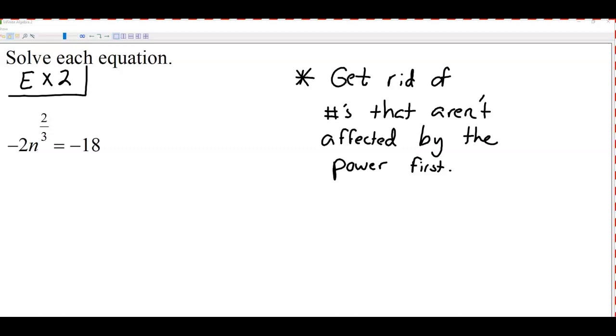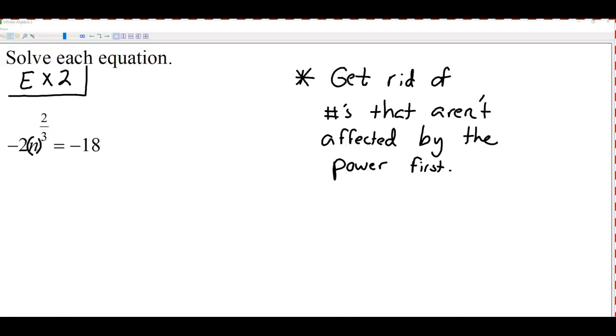what has the power on it here? The n does, right? Just the n. Only the n is being affected by the power. So what's not being affected by the power? It's the -2. So I want to get rid of that -2 first. So any numbers that are not affected by the power, we're going to get rid of those first. So in this case, I'm going to get rid of the -2.